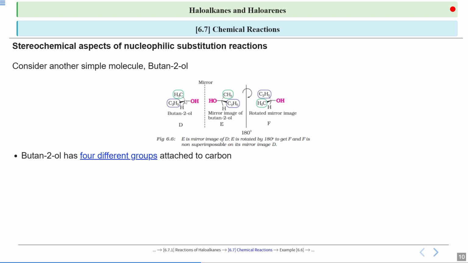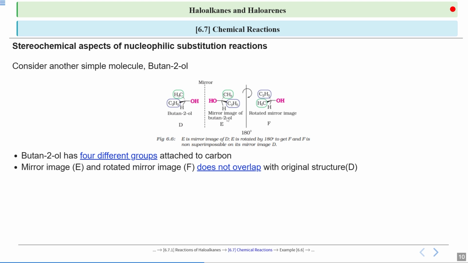So butane 2-ol has 4 different groups attached to a carbon: methyl, ethyl, hydrogen, and hydroxyl group. And the mirror image that you get, E, and the rotated mirror image F, after the rotation of 180 degrees, do not overlap with the original structure D. So butane 2-ol is a chiral molecule.